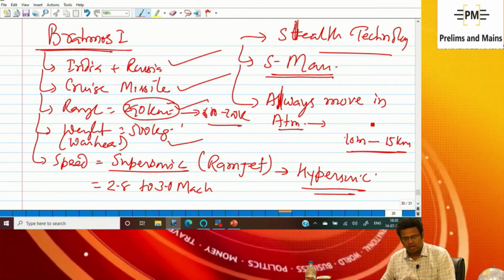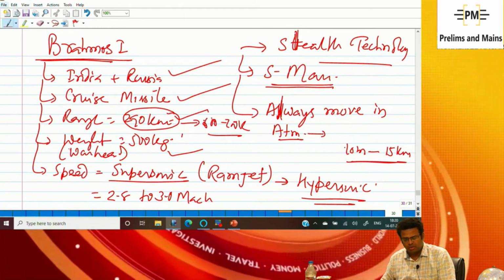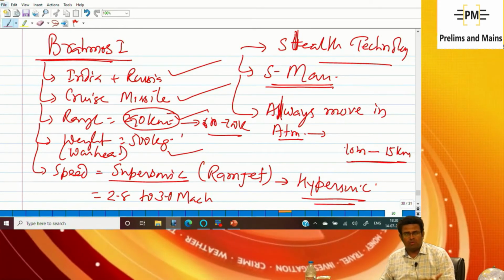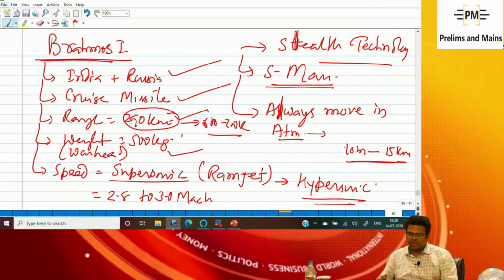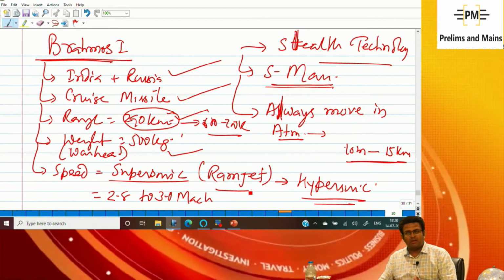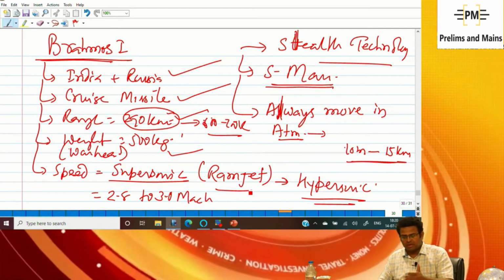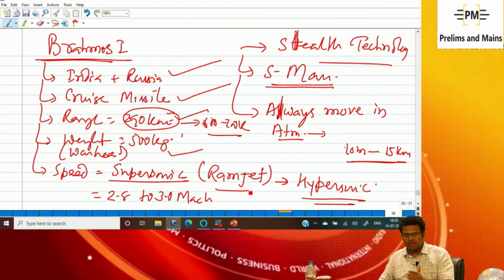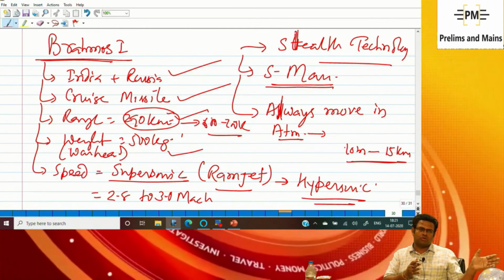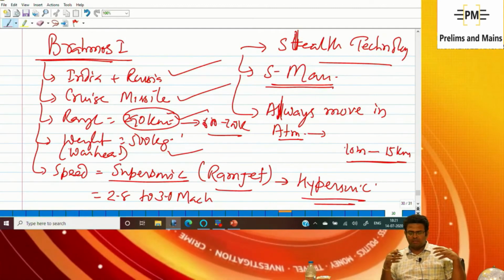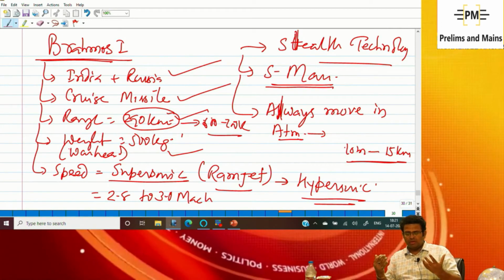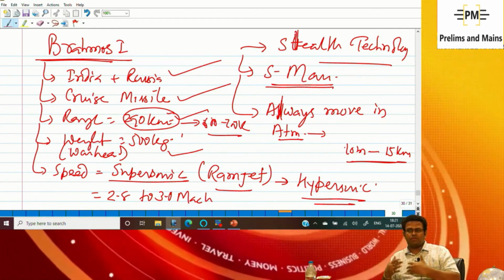Cruise missile same, range becomes 600 to 700 kilometers, weight 500 kg same. Speed, I said, is hypersonic, using a scramjet instead of a ramjet, and that becomes Mach 7. Then stealth technology, S-maneuver, always more. So BrahMos 2 is similar to BrahMos 1, but only the speed has been changed and the range has been increased. Speed and range.